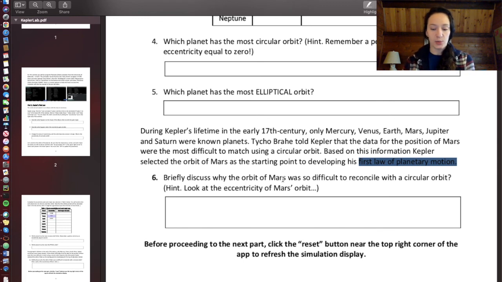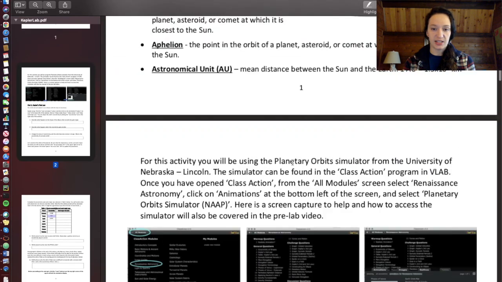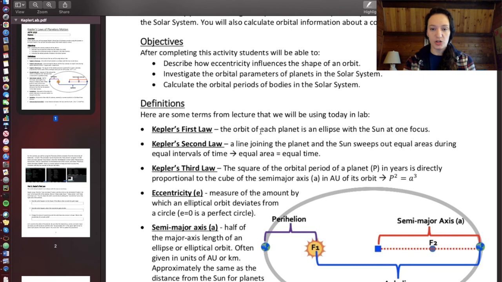that scientists at this point had not discovered Uranus and Neptune, didn't know they existed. Why do you think Mars's orbit was so difficult to reconcile with a circular orbit? And the key is to look at the first law of planetary motion. Now, the first law of planetary motion basically just says that the orbit of each planet is an ellipse with the sun at one focus.